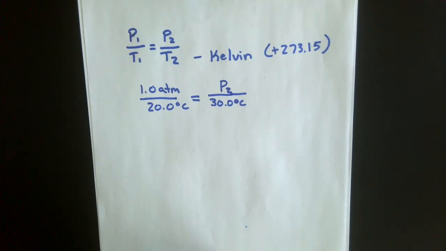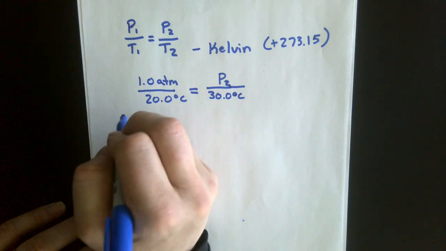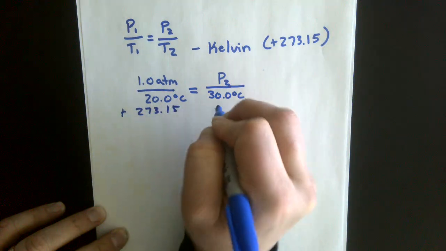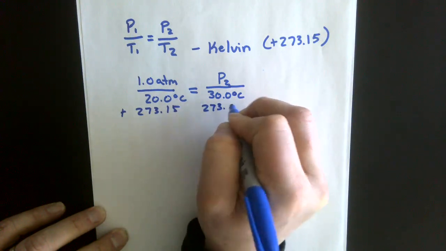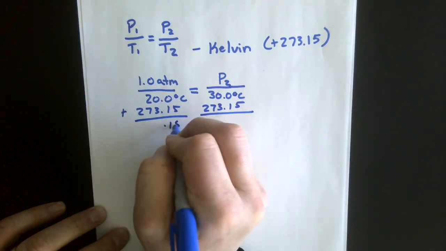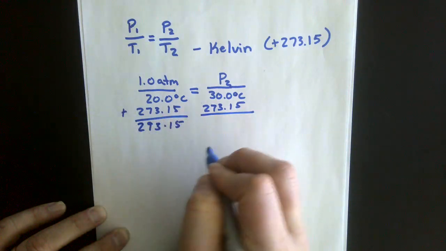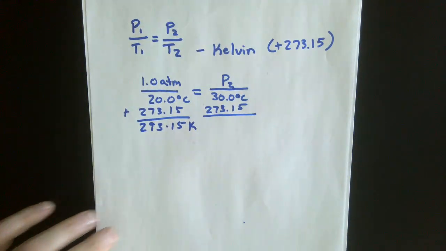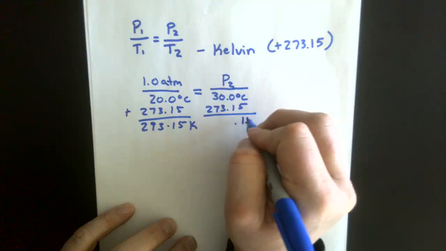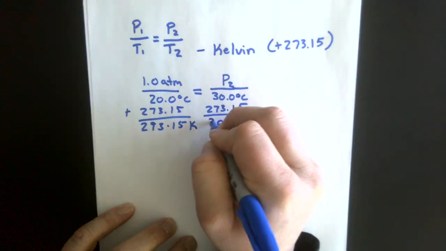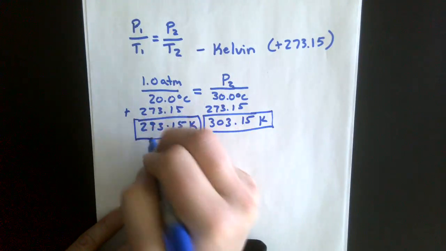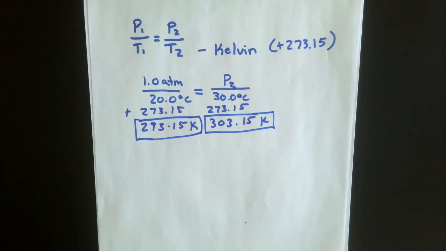Just like we did with Charles' law, we want to make sure that we add 273.15 to each one of these so that we can get these in the correct units of Kelvin. So our initial temperature is going to be 293.15 Kelvin. And now as we add these together, our final temperature is going to be 303.15 Kelvin.